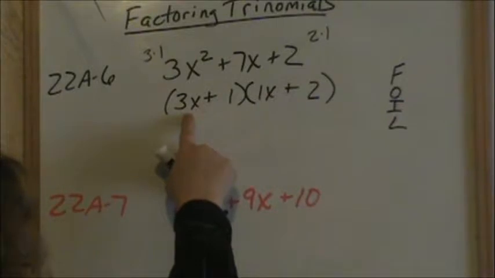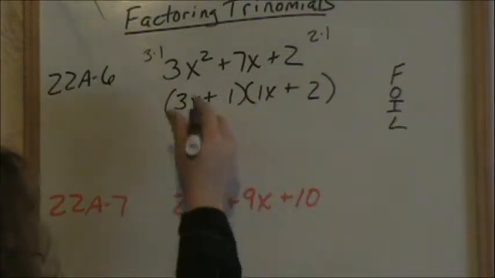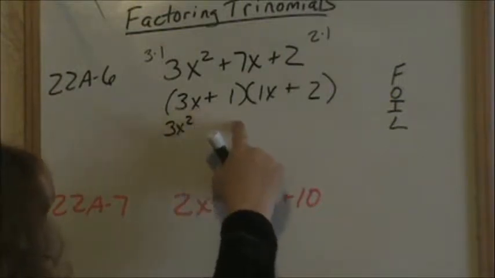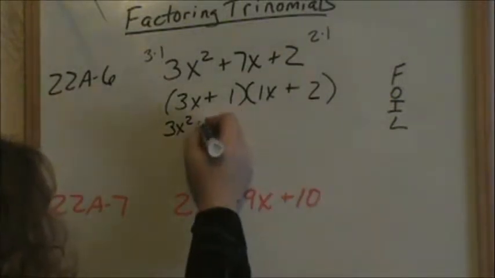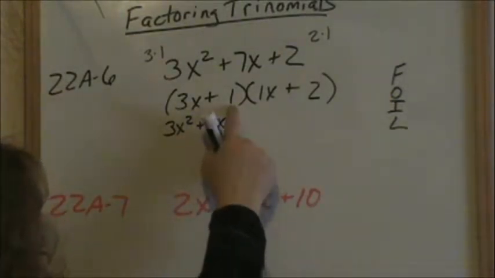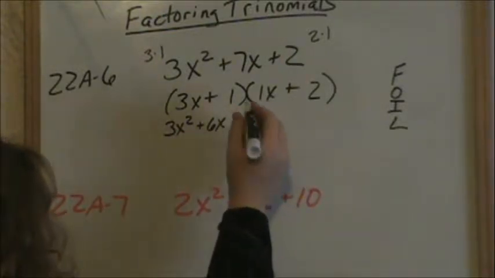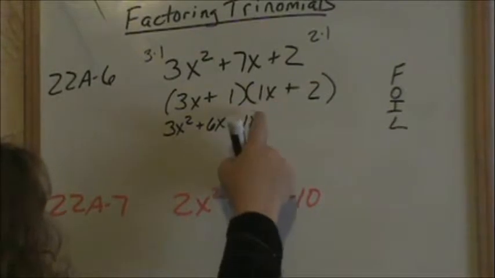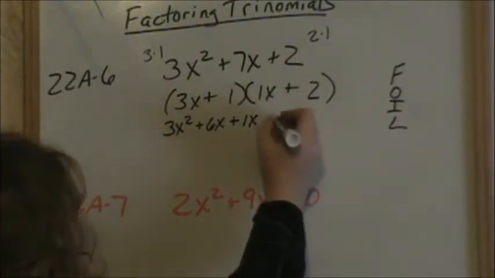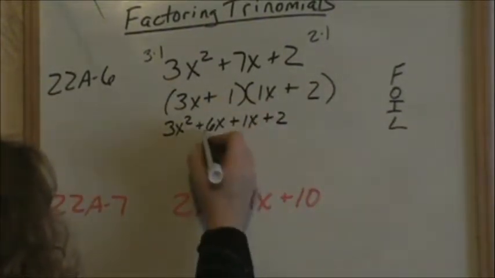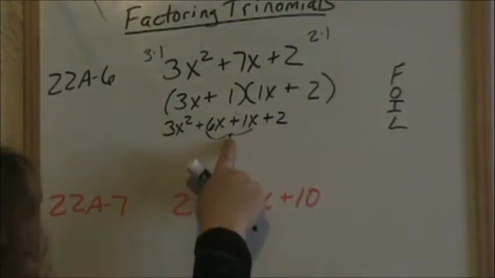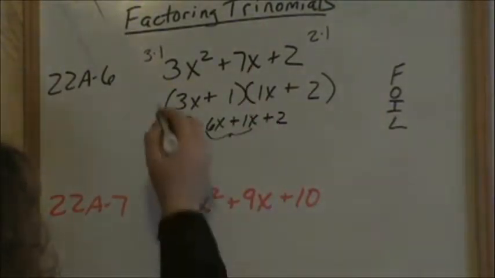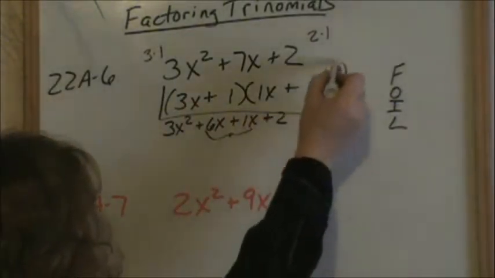So when you FOIL this out, 3x times 1x is 3x squared. Outside terms, 3x times 2 is 6x. Inside terms, 1 times 1x is 1x. Last terms, 1 times 2 is 2. And you can see that your outside and inside terms, 6x plus 1x, does give you a 7x. So this is the correct answer.